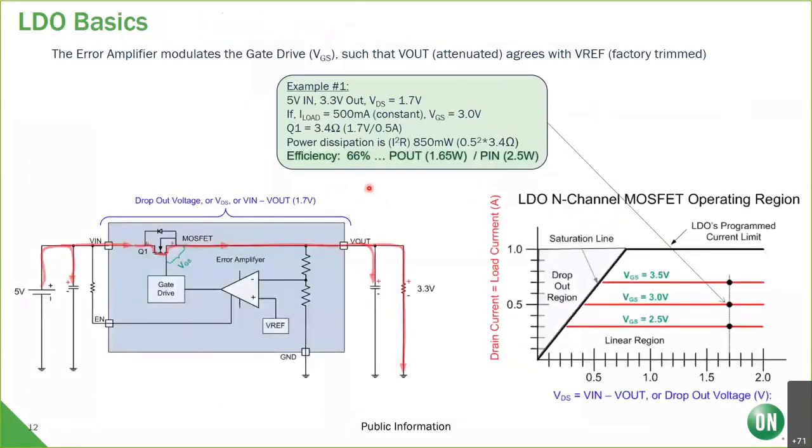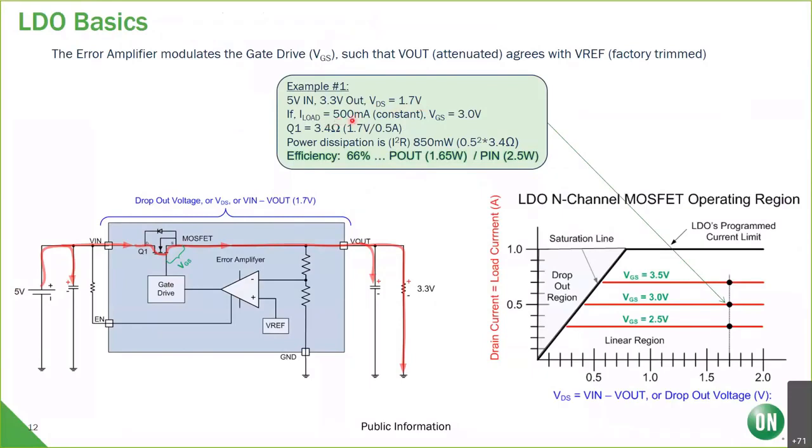So let's quickly talk about the basics of an LDO, which is a little different than a DC to DC. At the heart of an LDO is a MOSFET. It could be a PMOS or an NMOS. In this example, I've got an NMOS. I've got 5 volts on the input and 3.3 volts on the output, and therefore I've got a dropout voltage, or a VDS, drain to source, of 1.7 volts. So in this example, I've got 5 in, 3.3 out, 1.7 volt VDS.